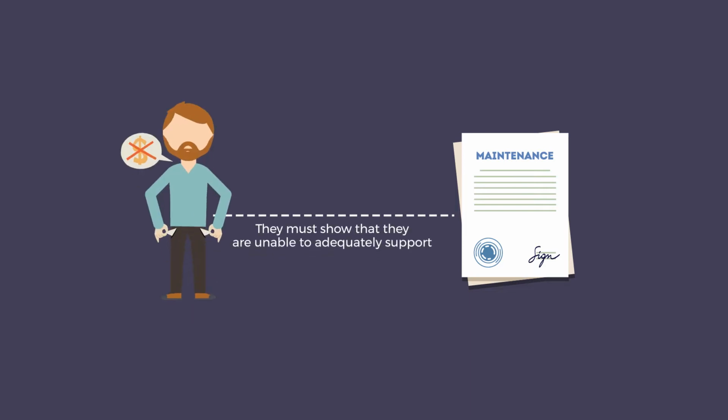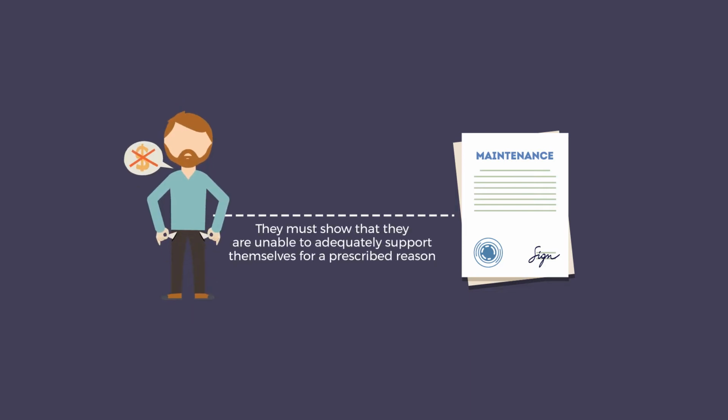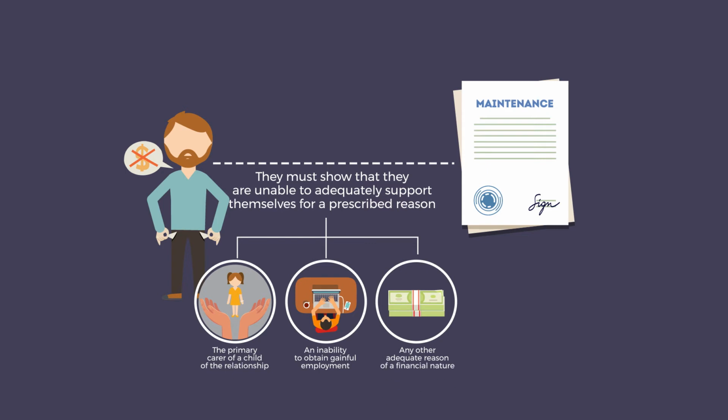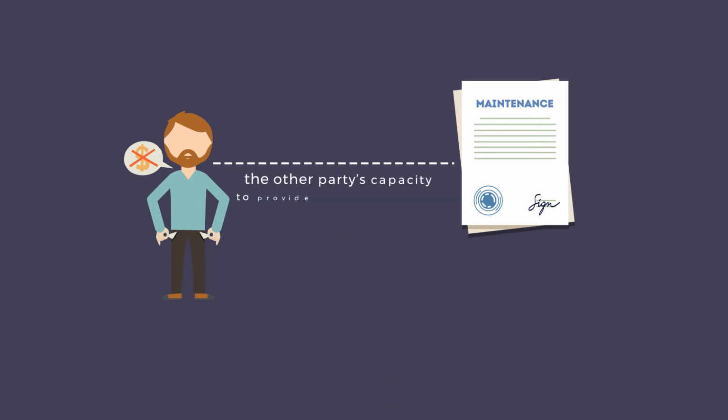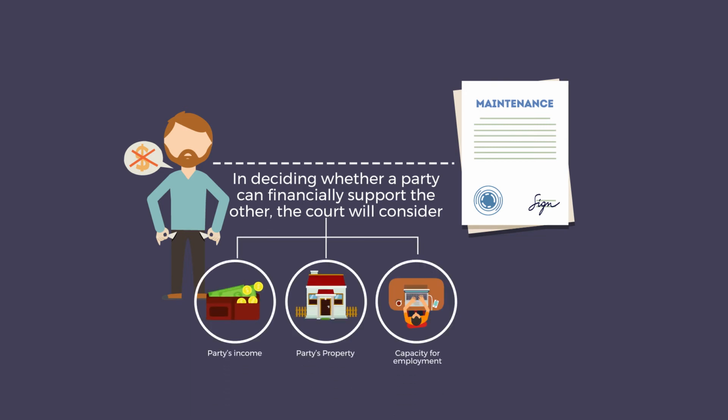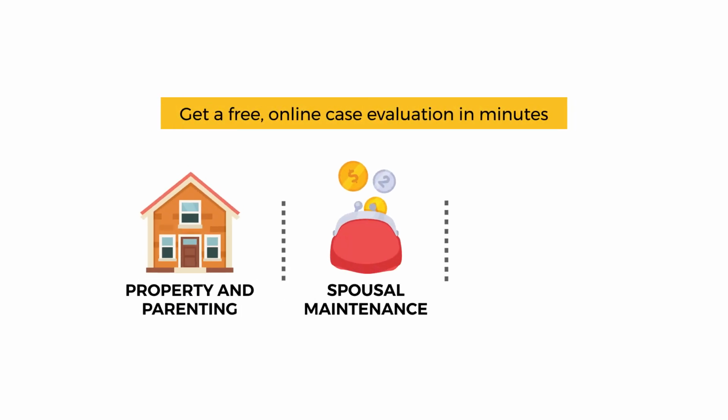First, they must show that they are unable to adequately support themselves for a prescribed reason. The prescribed reasons are being the primary care of a child of the relationship, an inability to obtain gainful employment, or any other adequate reason of a financial nature. The second requirement is the other party's capacity to provide financial support. In deciding whether a party can financially support the other, the court will have regard to that party's income, property, and capacity for employment. That concludes Part 1 of our video series on separation and finances.